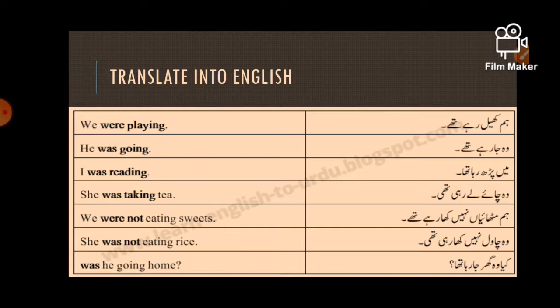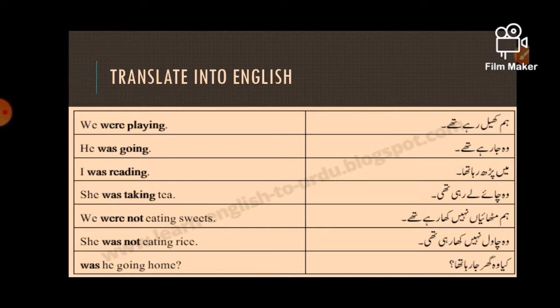So हम खेल रहे थे, we were playing. We do not use here we was playing. And I told you where to use was and where to use were. वो जा रहे थे, he was going. मैं पढ़ रहा था, I was reading.